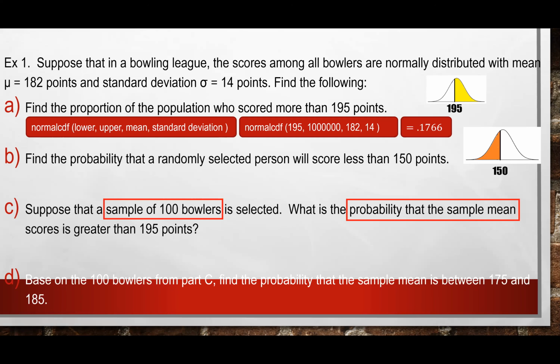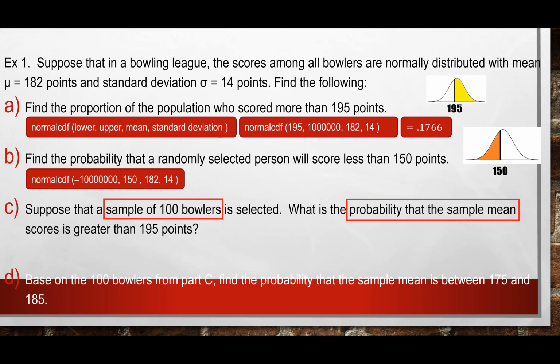We just need to have an idea of which area we're looking for. Is it to the left of the number, to the right of the number, or in between? It just gives us an idea of what kind of endpoint we're using. Because we're looking for the item on the left, we know that some small number will be on the left, so we use negative a million or 10 million. And the upper limit will be 150.